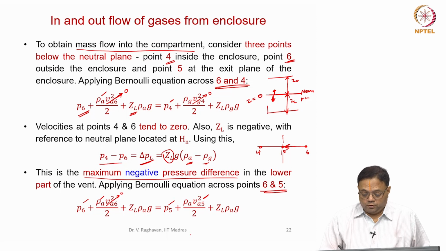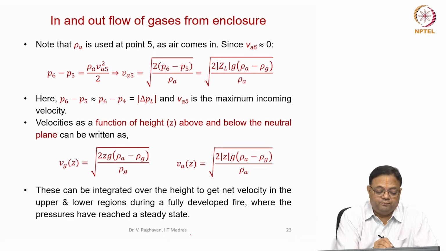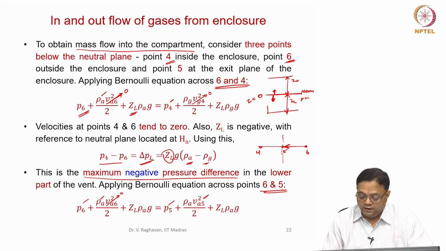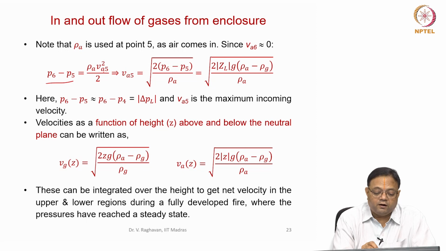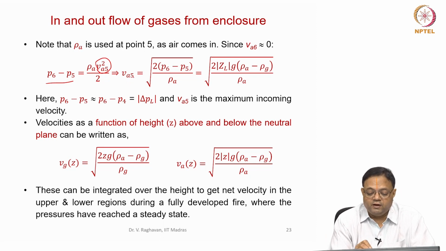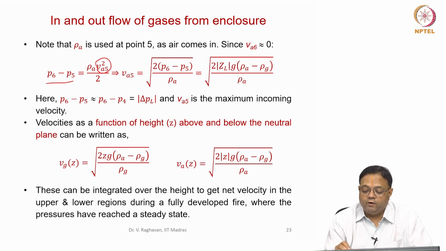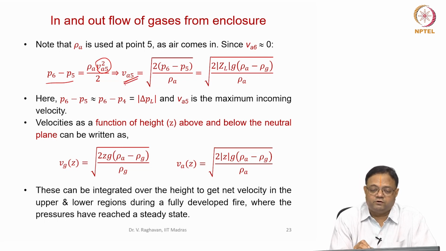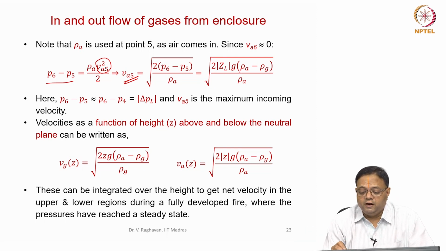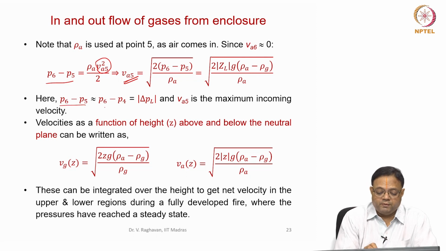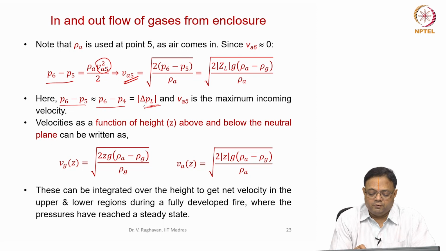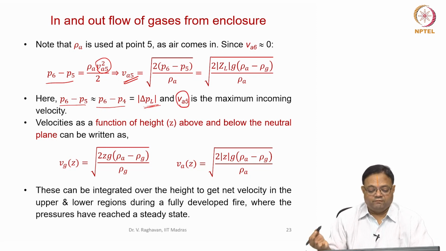This is the expression I get here. Okay. Now, P6 minus P5. P6 is the point here outside, minus P5. This is positive, correct? So, that will be equal to rho A VA5 square by 2, where VA5 is the velocity of the air at the exit plane coming in. This implies VA5 equals the square root of 2 into P6 minus P5 by rho A. Now, I can put modulus of ZL here, because ZL is negative, but in the square root I put modulus. Anyway, I want the magnitude of this velocity, correct? Magnitude of velocity coming in will be equal to the square root of 2 ZL G into rho A minus rho G by rho A. Always rho A minus rho G is positive. So now P6 minus P5, P6 minus P4 equal to the pressure difference, and VFI is the maximum or average incoming velocity.